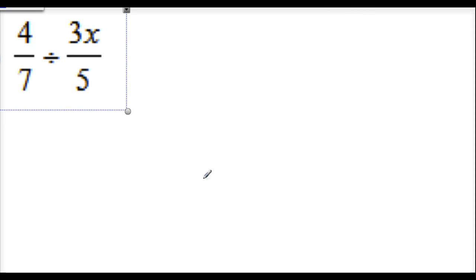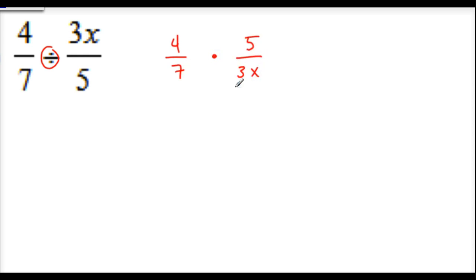Dividing 4/7 divided by 3x over 5. Remember, when you're dividing fractions, this becomes the same thing as 4 over 7 times 5 over 3x. Always see if you can simplify anything. 4 doesn't simplify with anything. The 5 doesn't simplify with anything. So just multiply across. 4 times 5, 20. 7 times 3x, 21x. My answer is 20 over 21x.